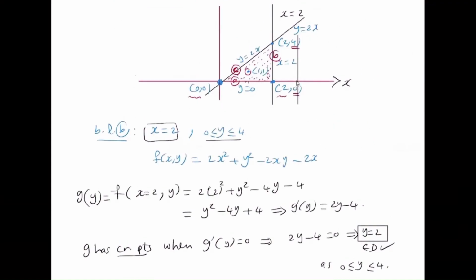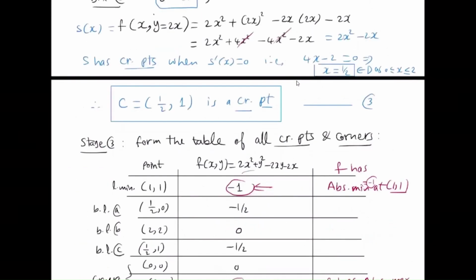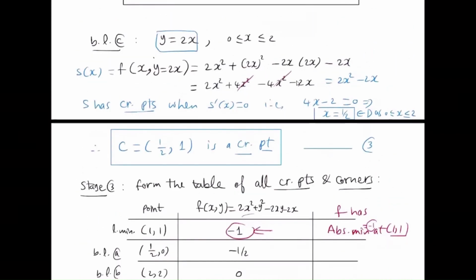What else do we do? We go for f of x, y on boundary line C. Substitute 2x instead of y, and you get a function of x. Simplify it, find its critical point, and check that x equals half is in the domain 0 to 2. Yes, so x equals half and y equals 1 on this boundary line.